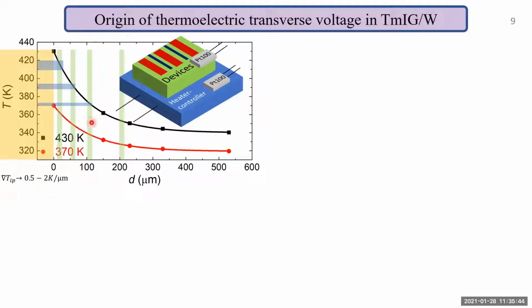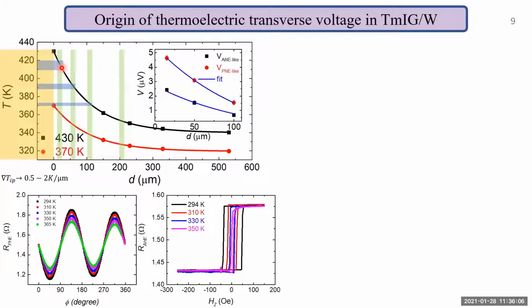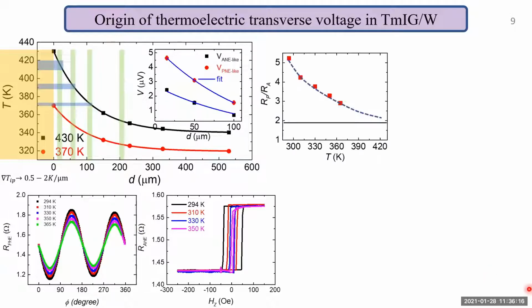The important thing that we notice is that when we try to create more and more thermal gradient, the base temperature, the overall temperature, also increases. For the maximum thermal gradient, the temperature is not room temperature; it is more than 100 Kelvin above. So we have to take care of temperature-dependent effects. We measured the temperature-dependent PHE and AHE, and we see quite significant variation of PHE and AHE as a function of temperature. And if we take the ratio of PHE and AHE, they actually fall.